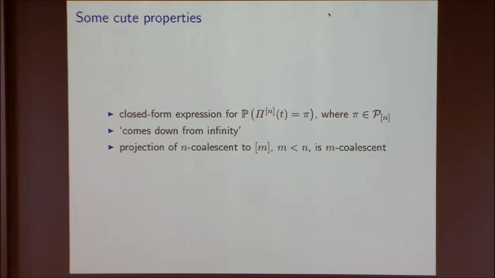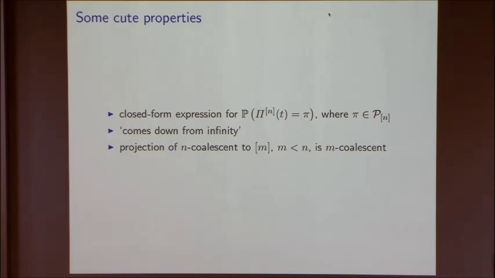And let me just take a minute to talk about some of the cute mathematical properties of the coalescent before I go more into the applications of the coalescent. So like I said, you have these two processes, a sequence of partitions and the waiting times between the mergers. So you can write down a closed form expression for the probability distribution of the Kingman's coalescent. Another interesting fact, probably interesting only to mathematicians, is that the coalescent comes down from infinity.